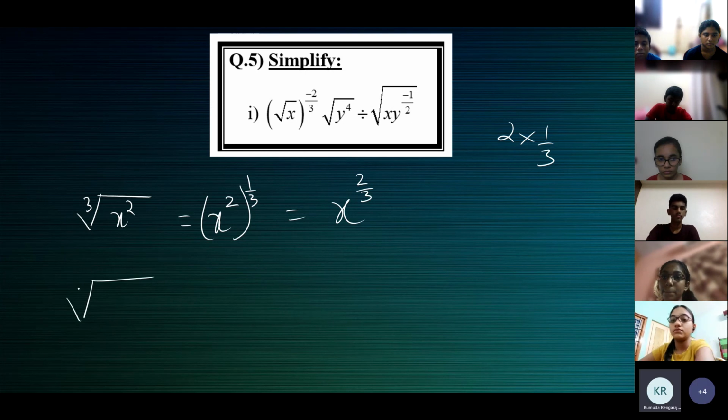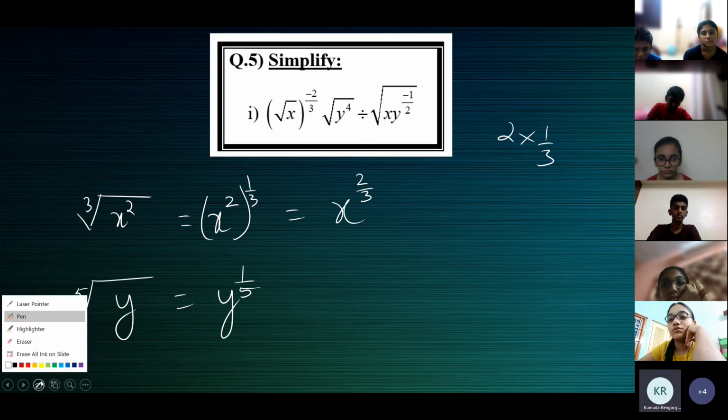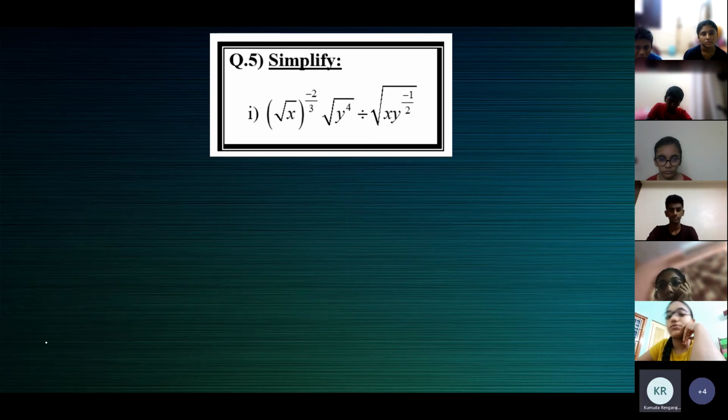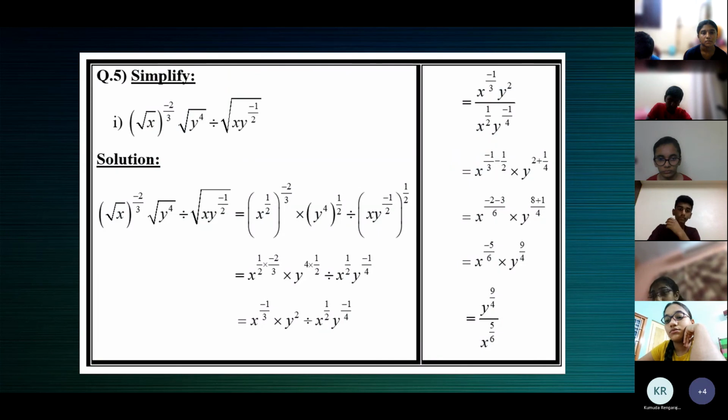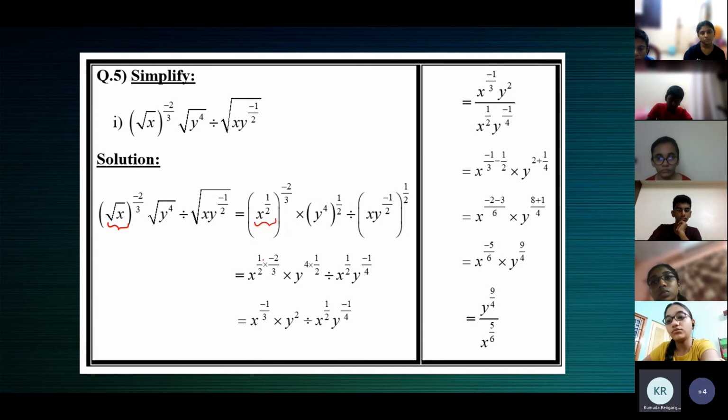What is the fifth root of y? How do you write the fifth root of y in the exponential form? Y to the power 1 by 5. We've already seen this earlier. So now, the square root of x is x to the power 1 by 2.